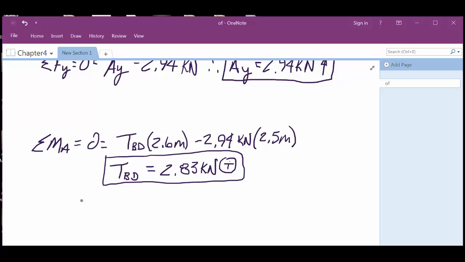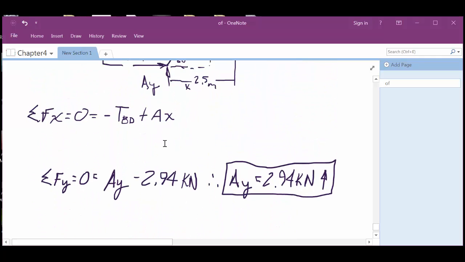How can we read that? Tension at BD is equal to 2.83 kilonewtons, circled. Yeah, that's how I would like to see it. The tension in the cable BD is 2.83 kilonewtons in tension. Okay? Well, now we can take that, substitute that back in up at the X equation. 2.83.